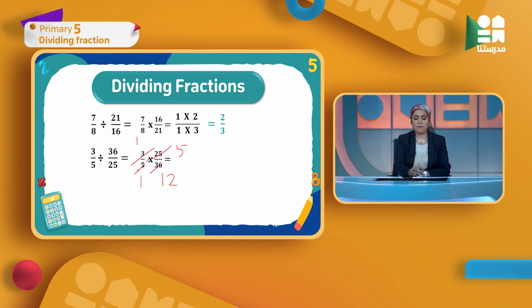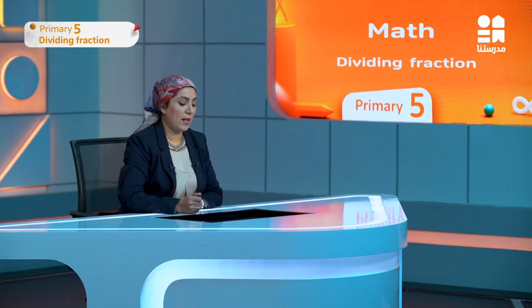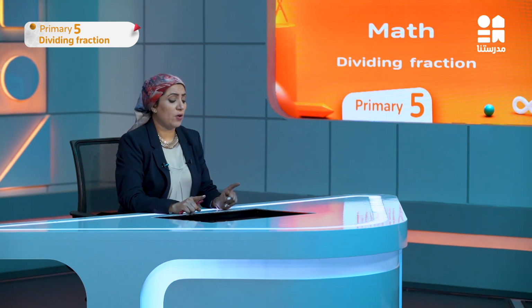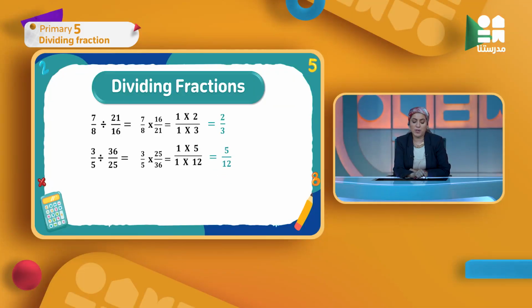Now I have 1 over 1 and 5 over 12. I multiply them together. 1 times 5 over 1 times 12. So it will be equal to 5 over 12. Now let's move to the last example that I used to remind you with all the cases.